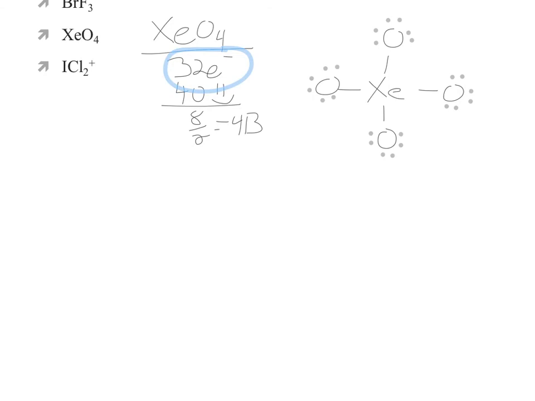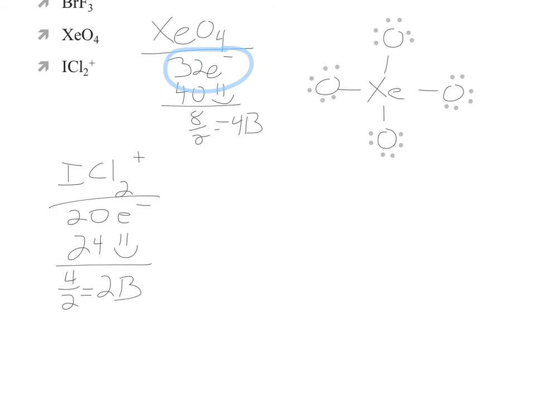Last one, we'll get ICl2 with a positive charge. If we did a negative charge, it would actually change the shape. There are 21 electrons there, plus the 1 charge. The plus 1 gives me 20 electrons. And 8 times 3 gives me 24 electrons to fill the octets for a difference of 4 over 2. 2 bonds. And 2 bonds will work. So iodine goes in the middle.